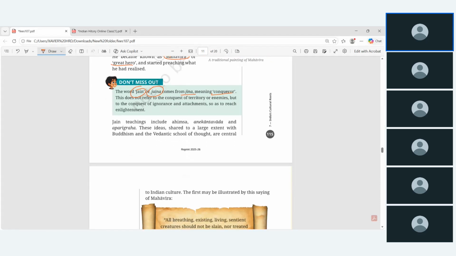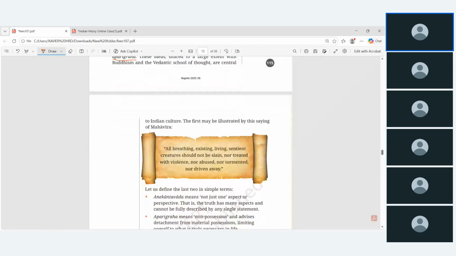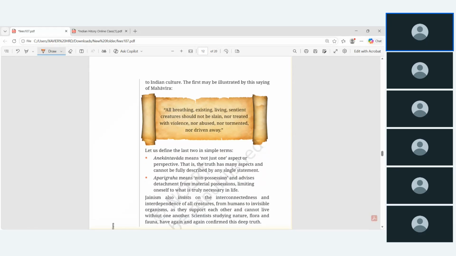And Jain teachings included, as I already wrote, Ahimsa, Anekantavada and Aparigraha. Anekantavada means not just one aspect; we have to think in many aspects. That is, the truth has many aspects and cannot be fully described by a single statement. That's Anekantavada.